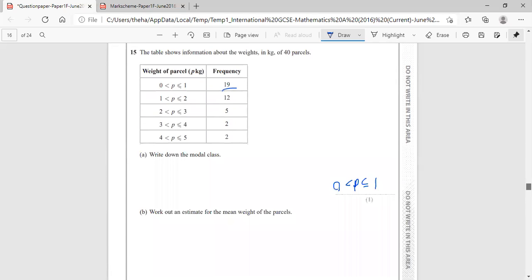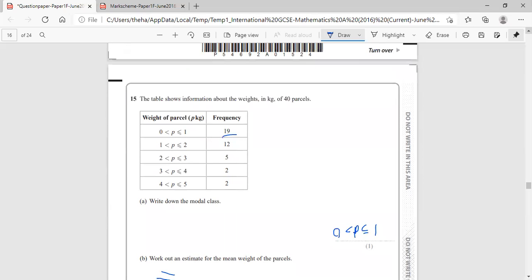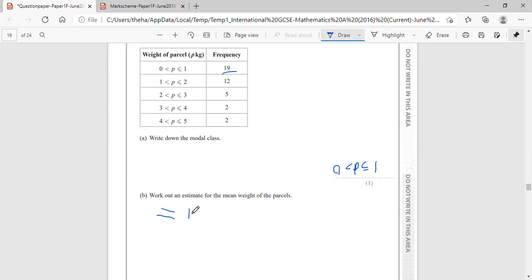So what we need to do here is do midpoint times frequency divided by the number of parcels. So first of all, we can add all the parcels together. So the number of parcels is 19 plus 12 plus 5 plus 2 plus 2, which equals 40 parcels. It probably actually tells you that in the question. Yeah, it does, 40 parcels. So we've got 40 parcels.